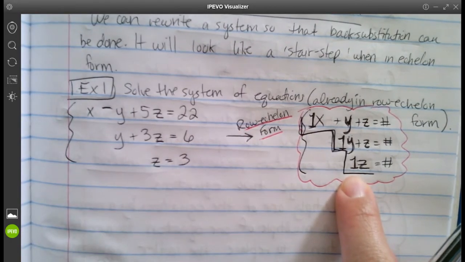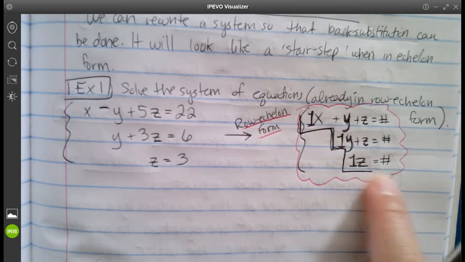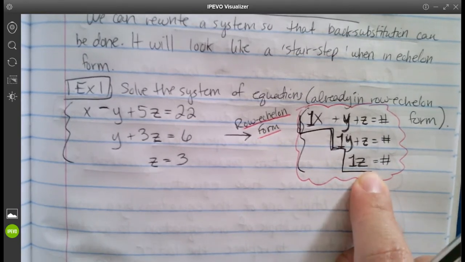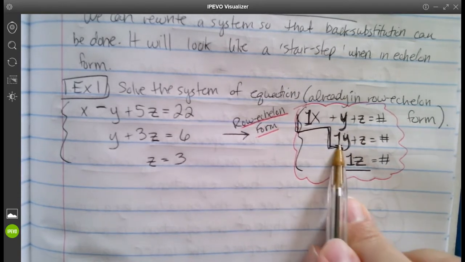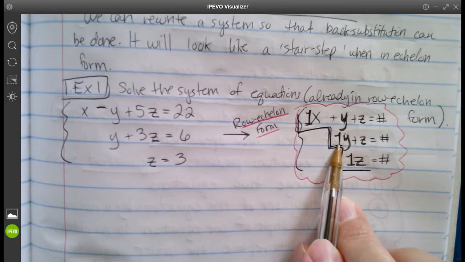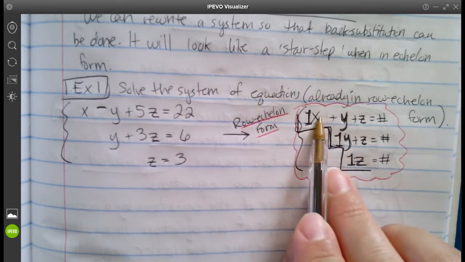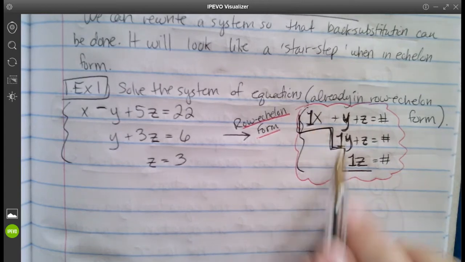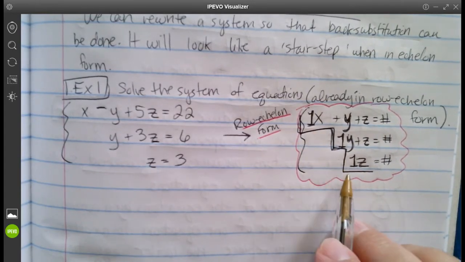So the way it works is that if you know what z is equal to, all you have to do is plug it into the second equation, solve for y, and then you know what y is equal to. Since you know z and y, you can plug them into the first equation and figure out what x is. And that's how this row echelon form works.